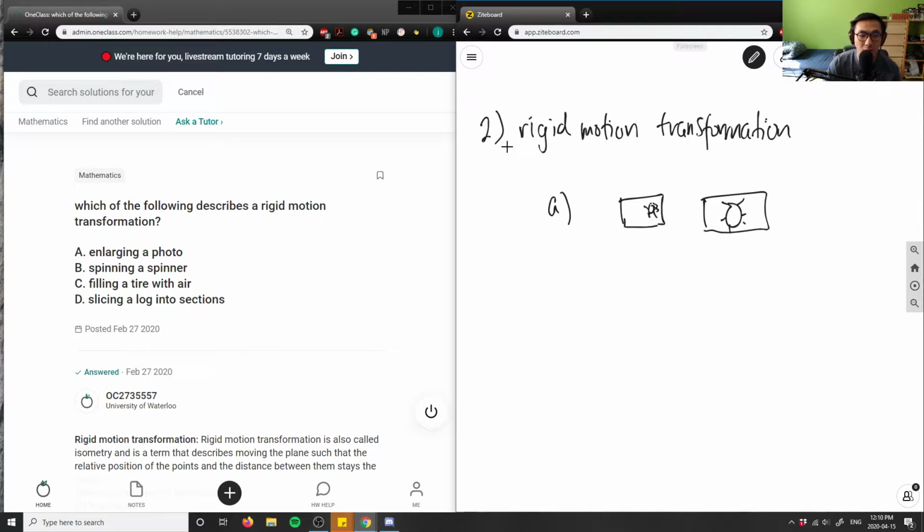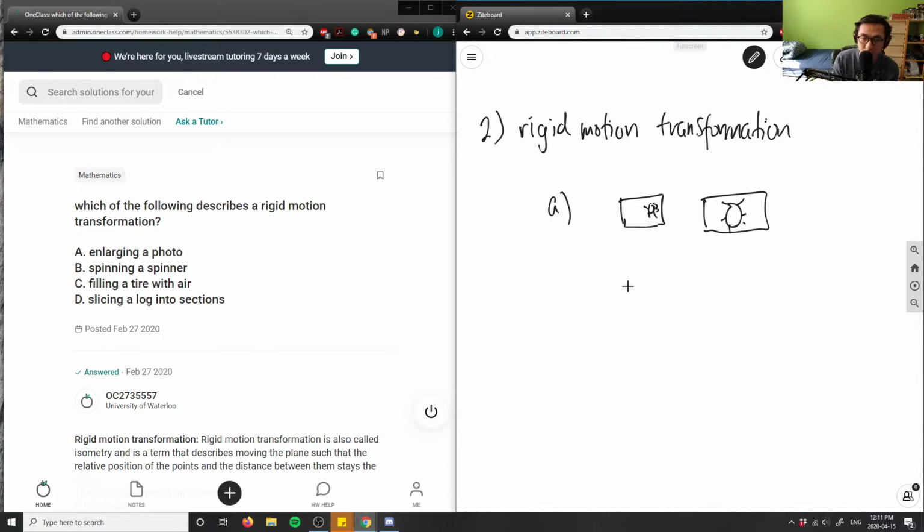Am I moving the plane? In this case, I'm not, because if I'm enlarging a photo, I'm changing the actual dimensions of the photo. The sun becomes smaller in this photo in A, and B here is a much bigger sun. So I'm changing the dimensions of the sun by enlarging a photo. So A here is not an example of a rigid motion transformation.